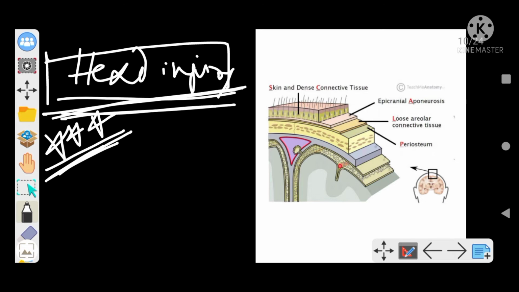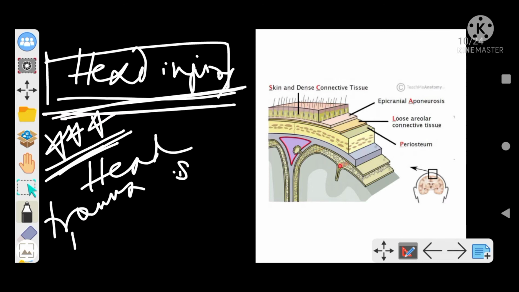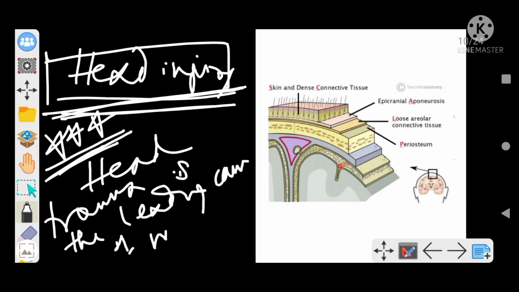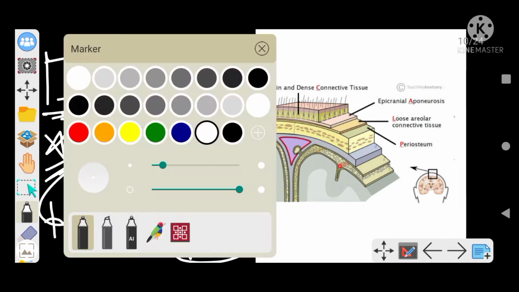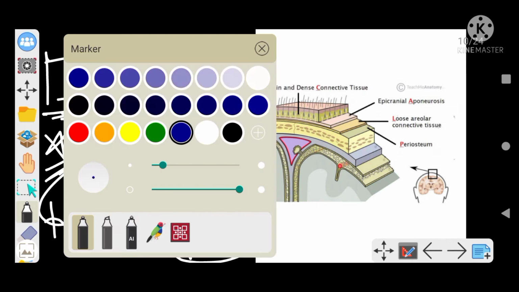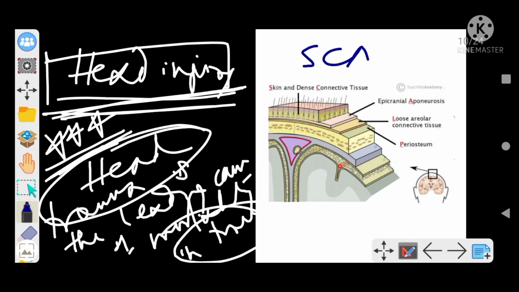Before starting, I would like to mention one important line: head trauma is the leading cause of mortality in patients of trauma. Means in trauma cases, head trauma is the leading cause of mortality, or leading cause of death. So with this, I will start head injury, starting from the scalp.